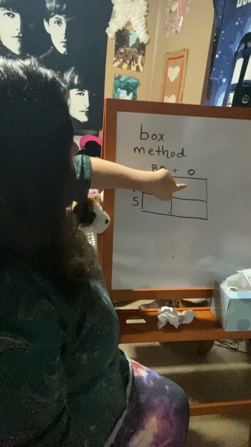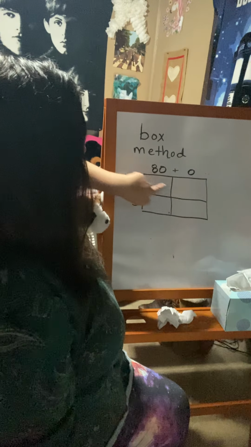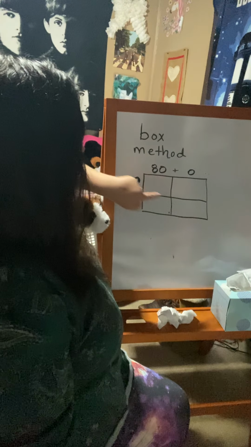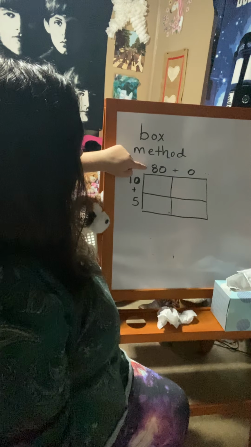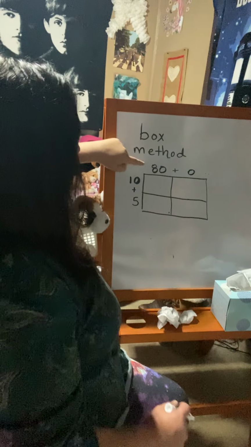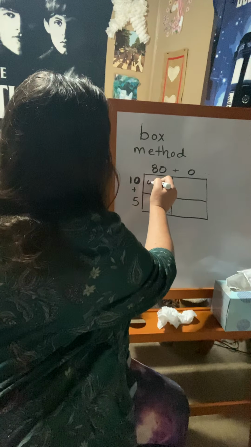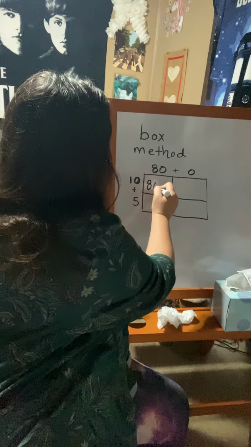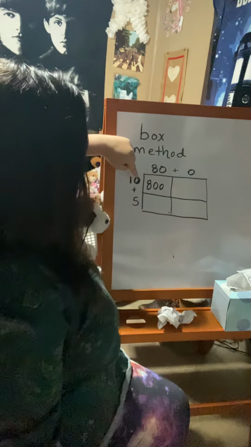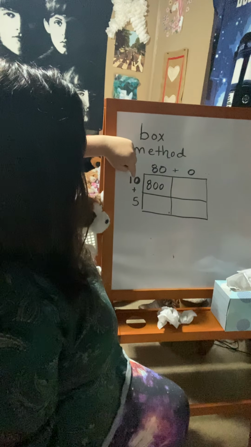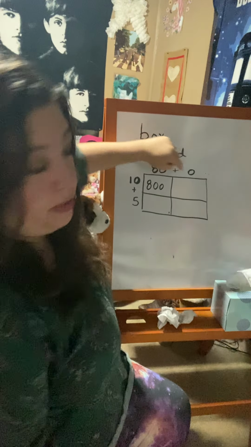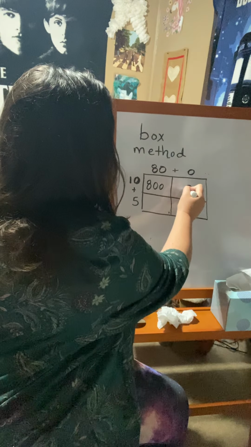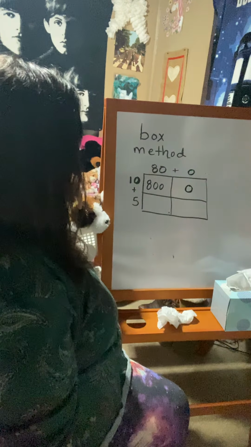So then we just find the answer to these multiplication problems. They're easier multiplication problems. 80 times 10. Well, you take the numbers 8 and 1. 8 times 1 is 8. And then you just add on the zeros. So for this box, you get 800. What about 10 times 0? Well, anything times 0 is 0. So you have a 0 for that column.